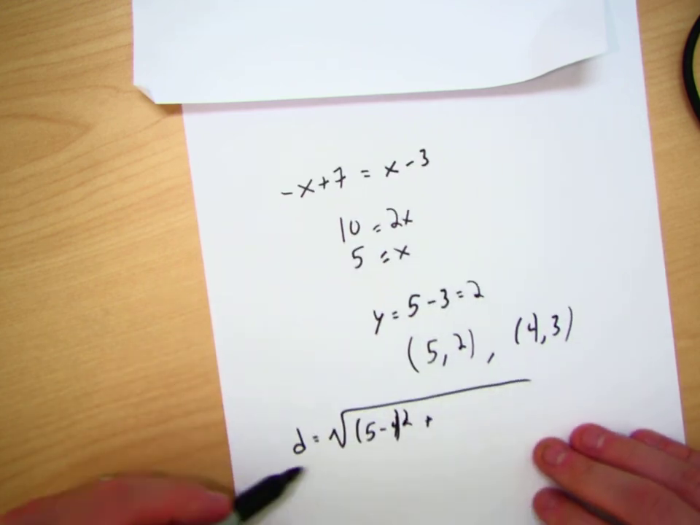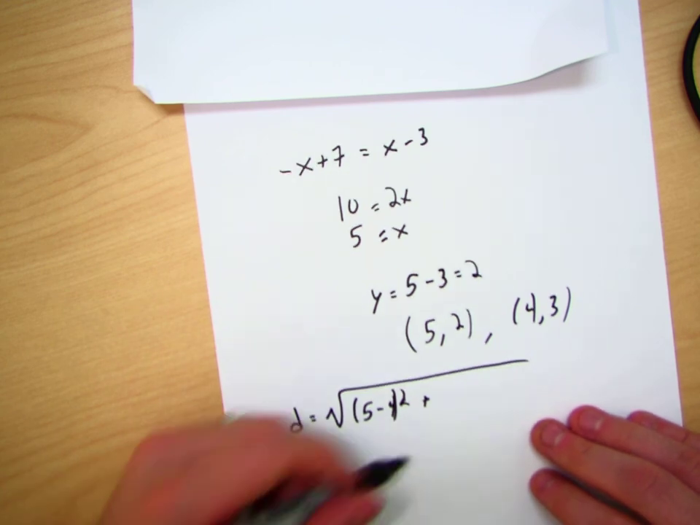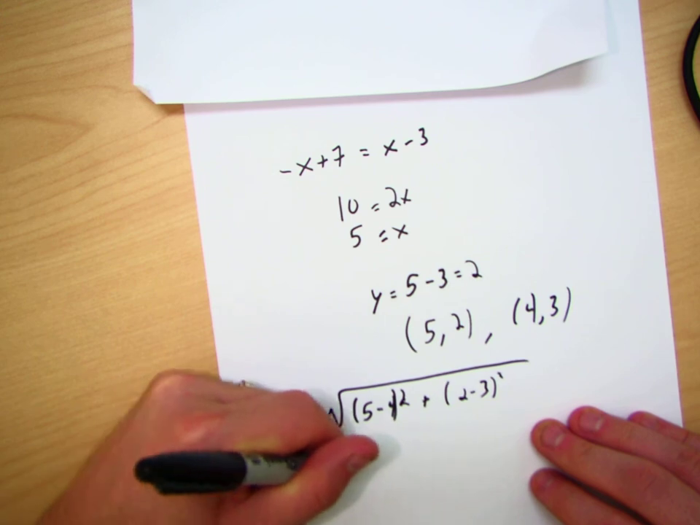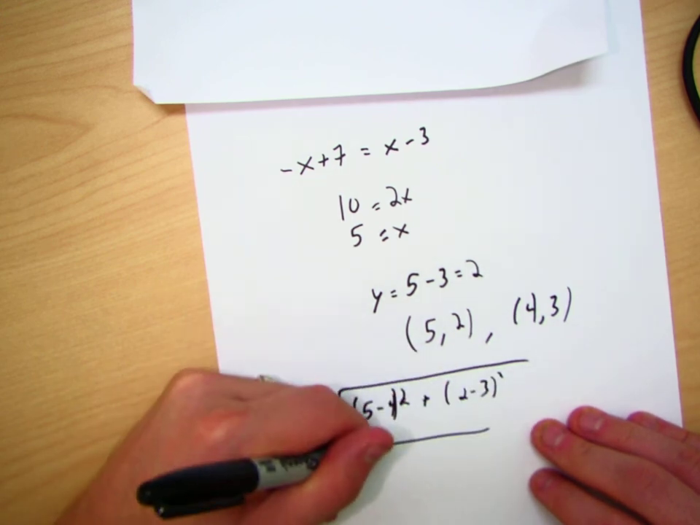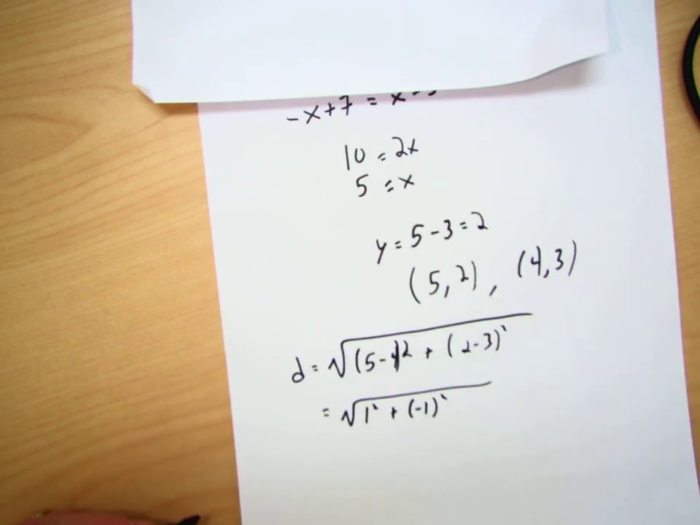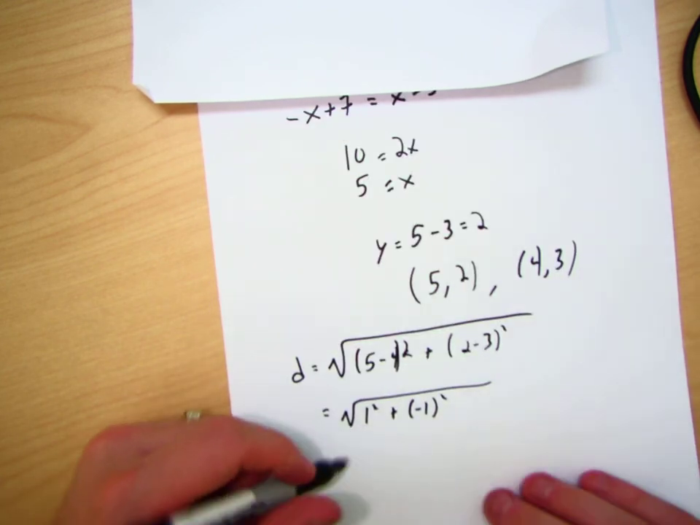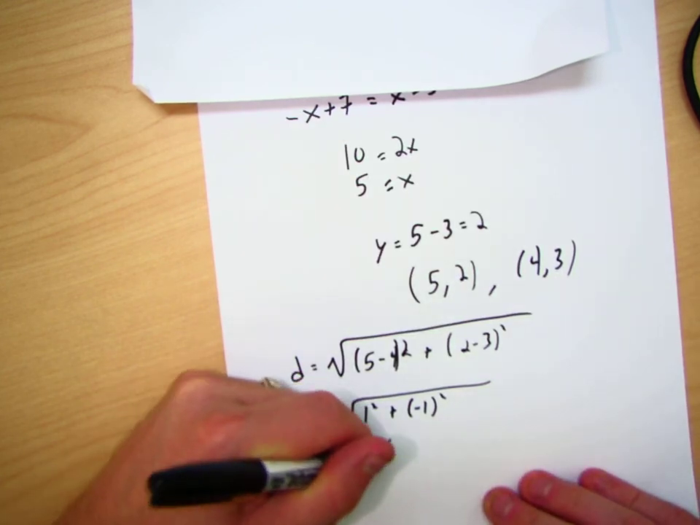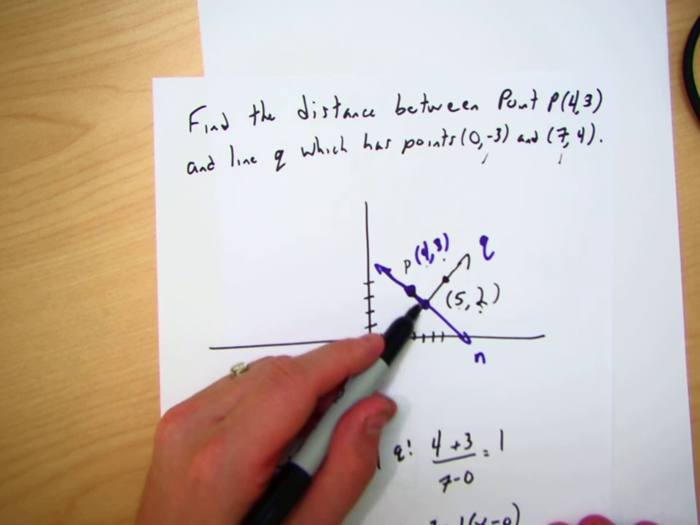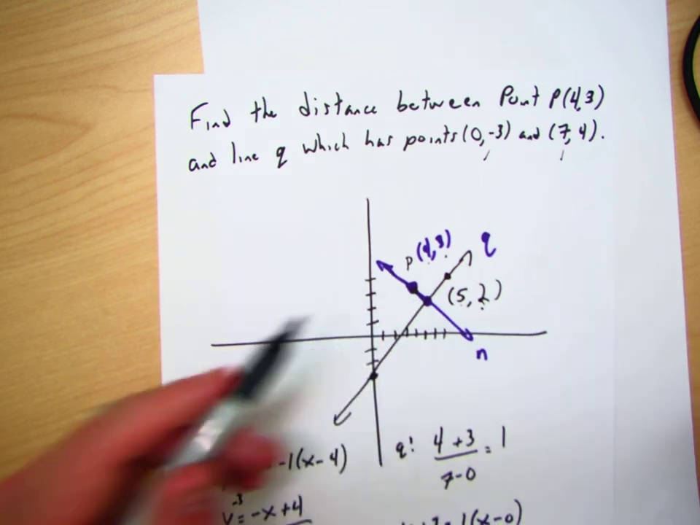5 minus 4 squared plus 2 minus 3 squared. That's going to give me 1 squared plus negative 1 squared. And that ultimately gives me the root of 2. And there's my distance. That little segment right here has a value of root 2. That's the length of that segment.